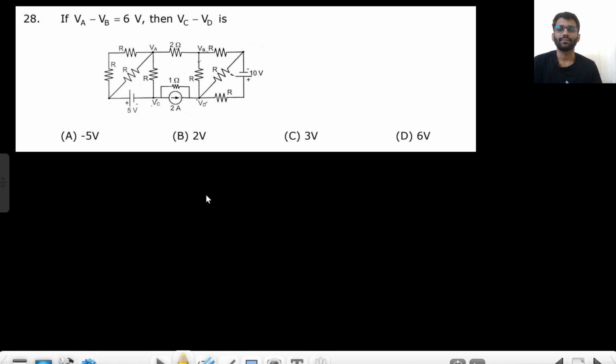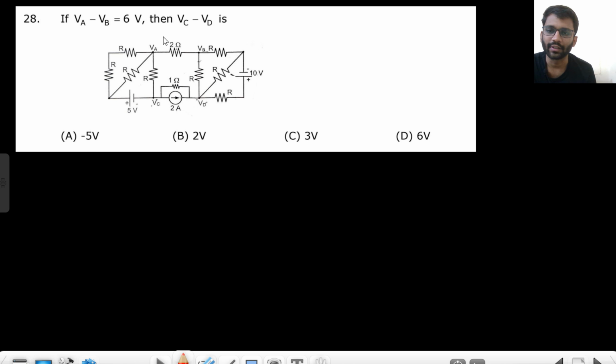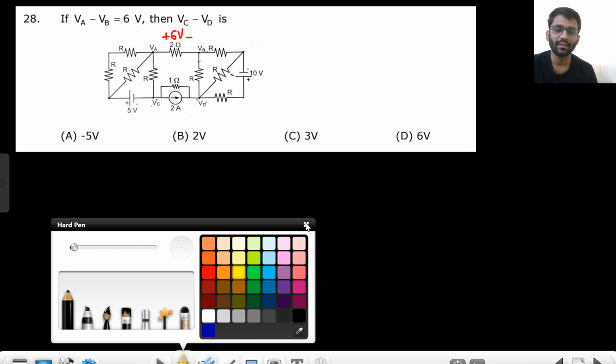Now this is the question. This is one network. You are given the value of VA minus VB, that is 6 volt. You have to find the value of VC minus VD.